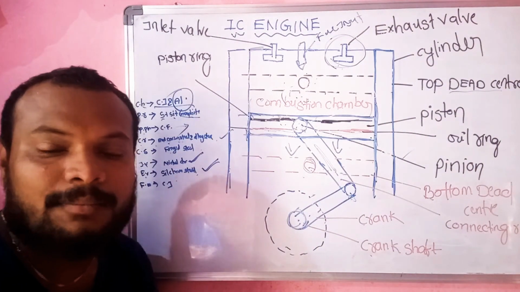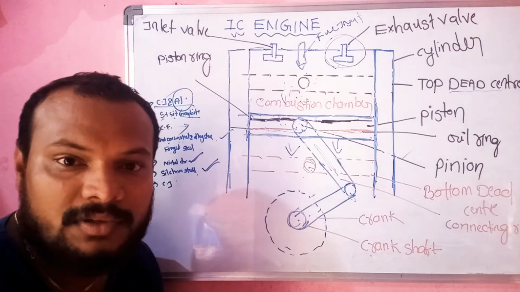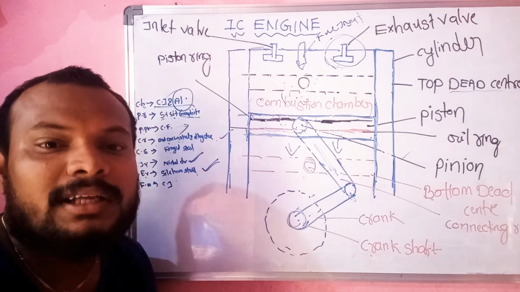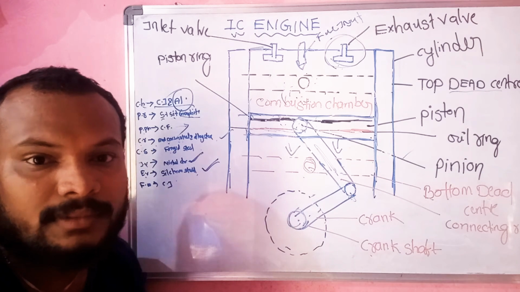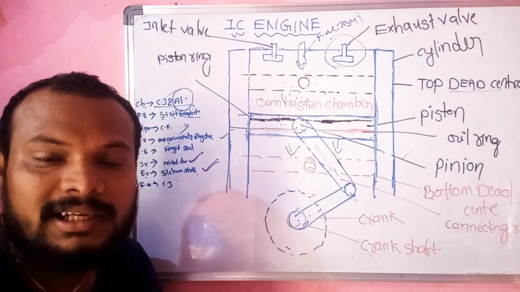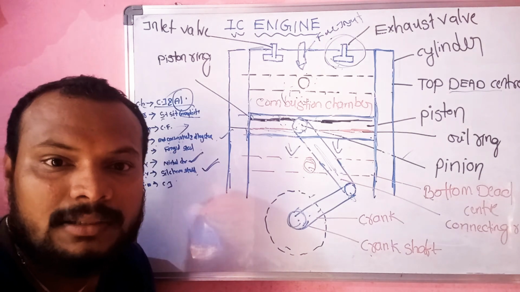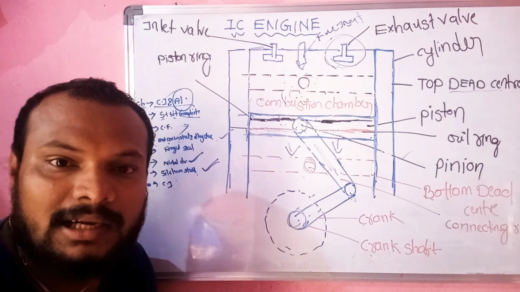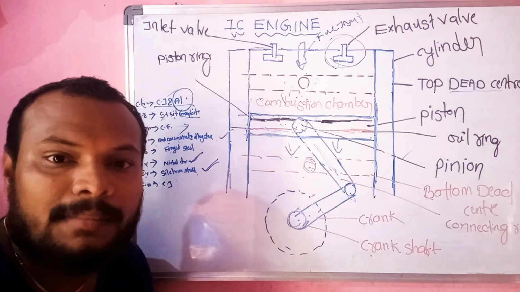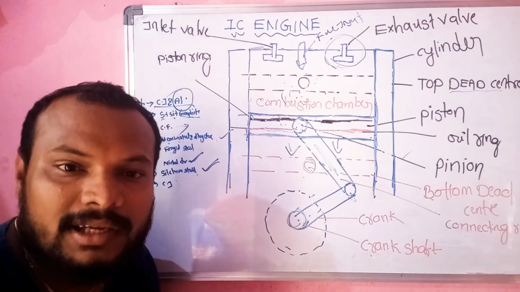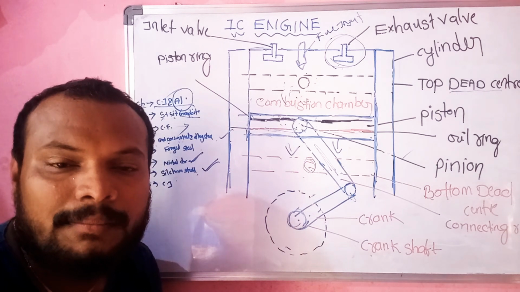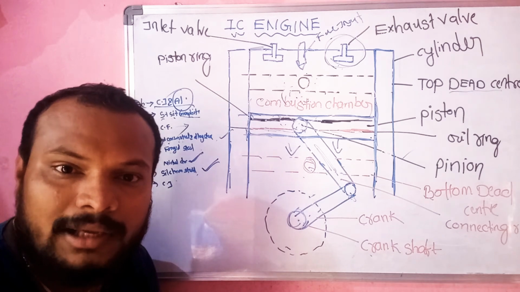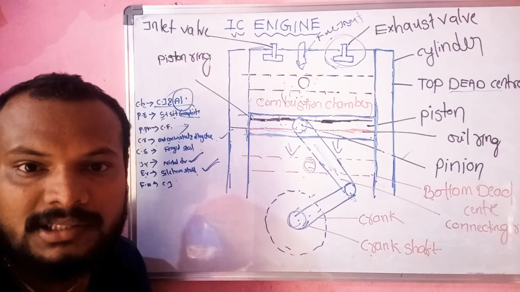Today we are discussing the IC engine, its different types of parts, and the different types of material used to make them. IC engine means internal combustion engine. The combustion process takes place inside the cylinder, which is called an internal combustion engine. We can use internal combustion engines in all types of vehicles.